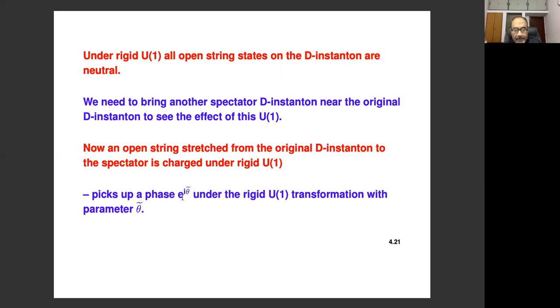Which means if theta tilde is a rigid U1 gauge transformation parameter, well, I shouldn't really call it a gauge transformation, even though we divide by this. It's not local, right? It doesn't depend on anything. It's just a parameter. So any open string that's stretched from the original d instanton to another d instanton picks up this phase. That's the definition of what the rigid U1 transformation does. And that's what we are going to exploit.